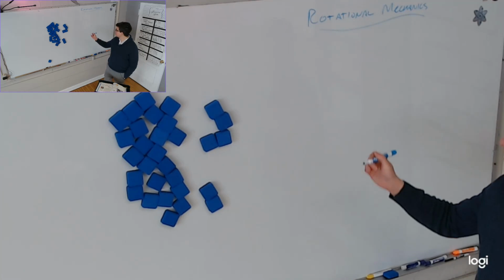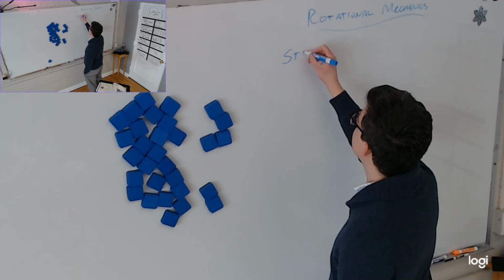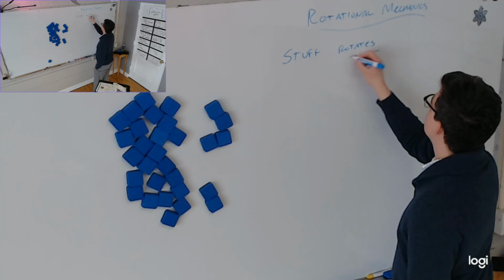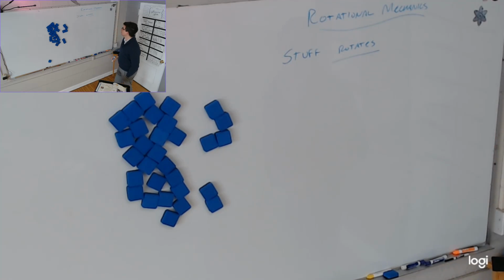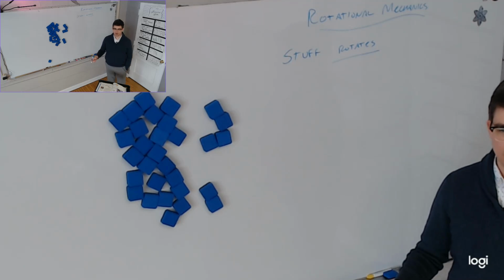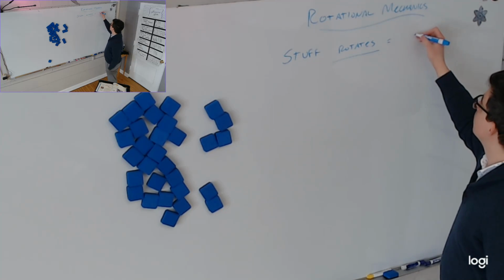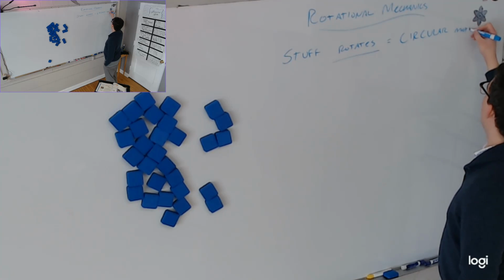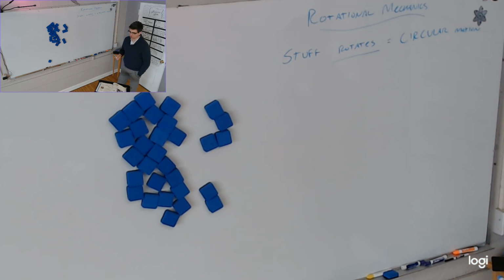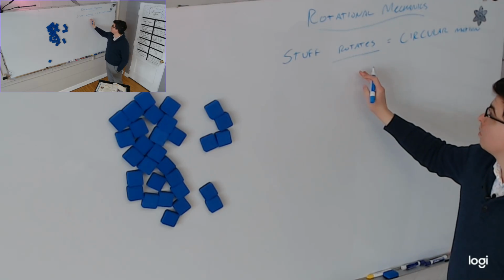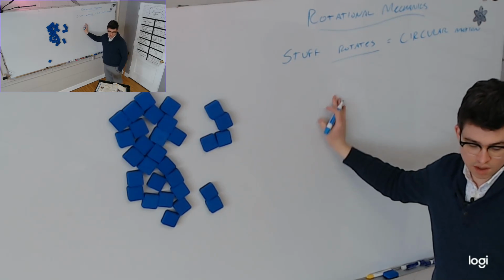What do you know? Stuff rotates. That's a good first thing to put down. What does that word mean? Spins, yeah. It means it is undergoing what kind of motion? Circular motion. Remember that circular motion does not have to be a whole circle. It's just any part of a circle. Any curved motion is circular motion. And the way that it does that is what's covered by rotational mechanics.